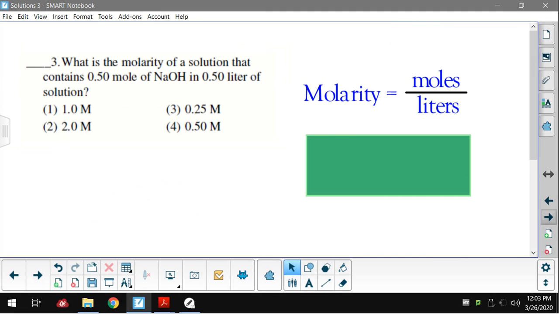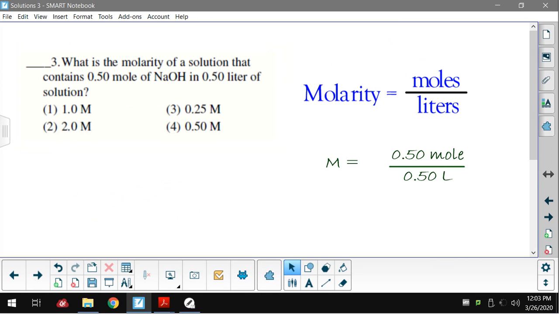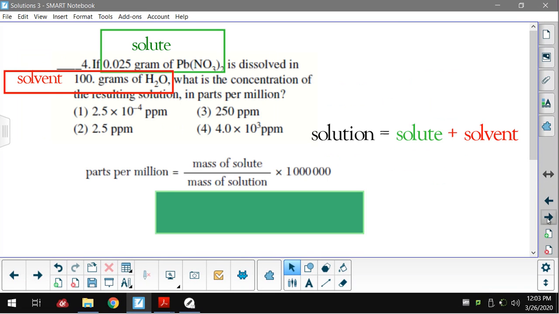Number 3, again, is a molarity question that's asking you, okay, I've given you the moles, I've given you the liters. Can you find out the molarity? Well, that's easy. It's 0.5 moles over 0.5 liters, and that's 1. So it's 1 molarity, or 1 mole per liter.